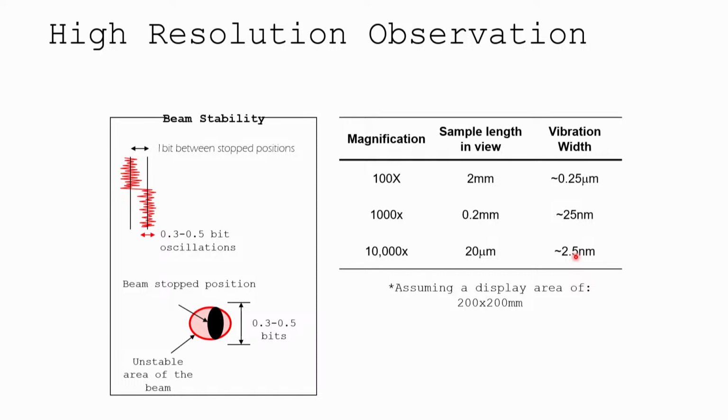So, okay, that point's clear. I always think of the spot being just a single spot where the electrons are coming in, but it's not. It's vibrating all over the place.